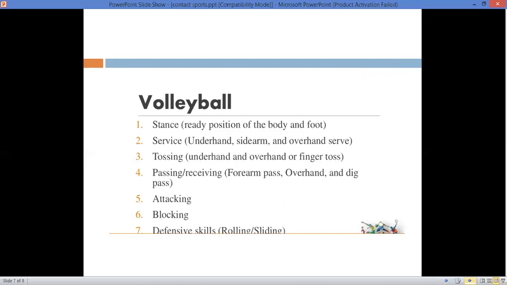The players who play volleyball must have a proper height. If they are not a particular height, they cannot play the game properly. And the persons must pass and receive the ball with their forearms, overhand, and deep pass, and they can even hit the ball with the leg one time for a single serve.